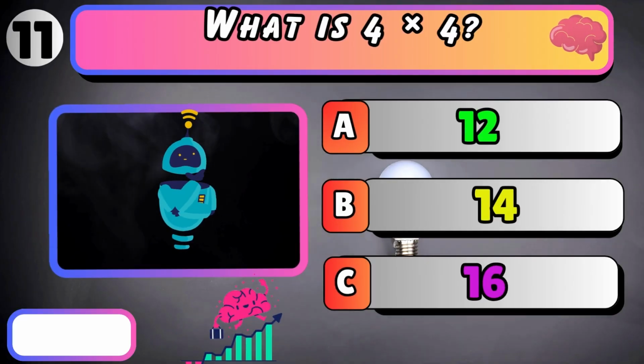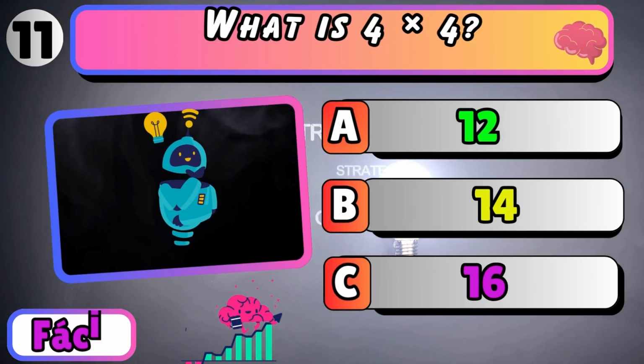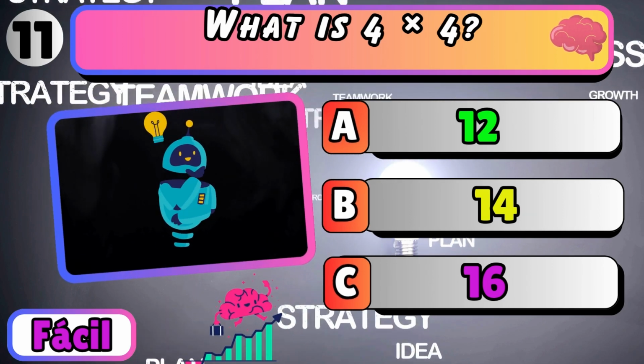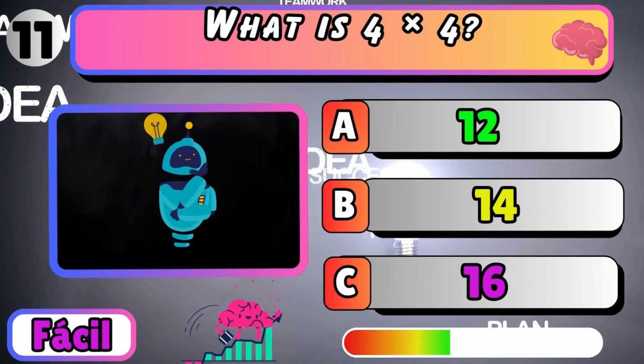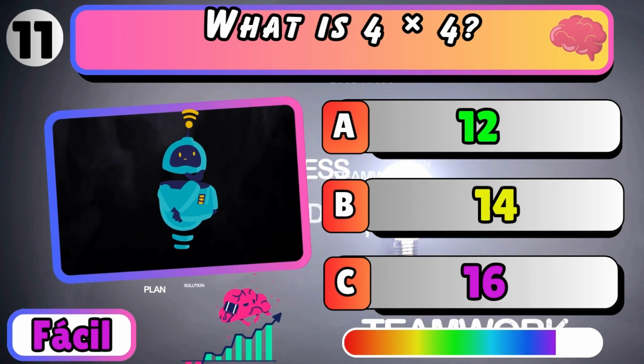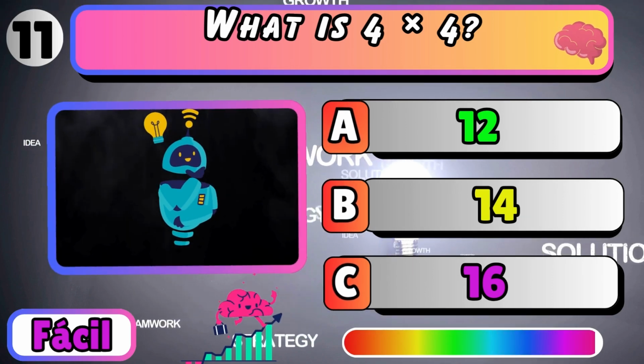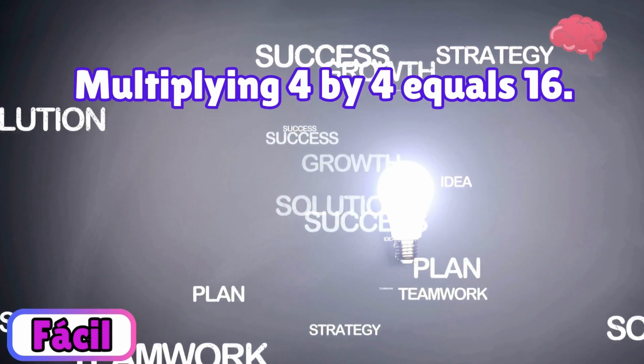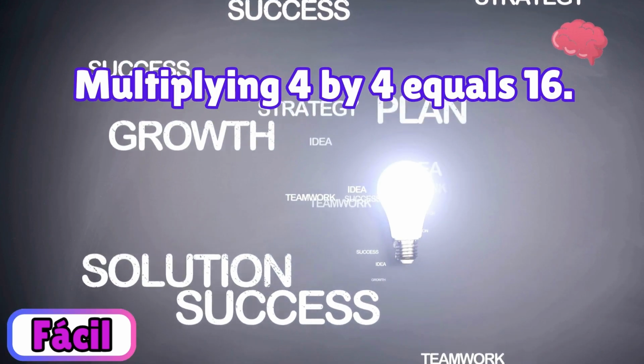What is 4 times 4? 12, 14, or 16? 16. Multiplying 4 by 4 equals 16.